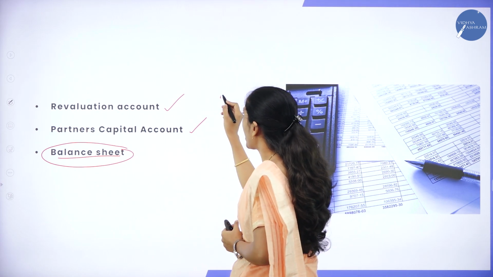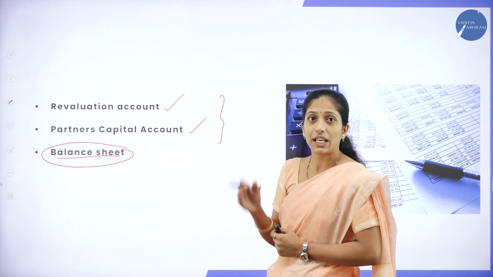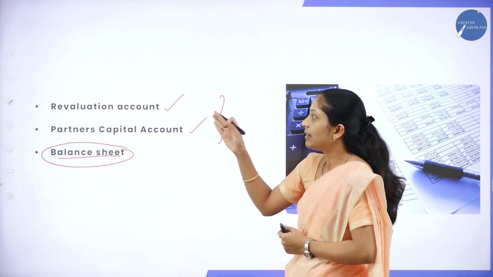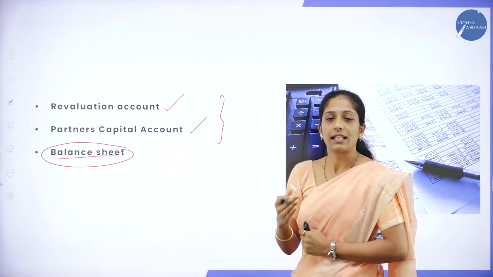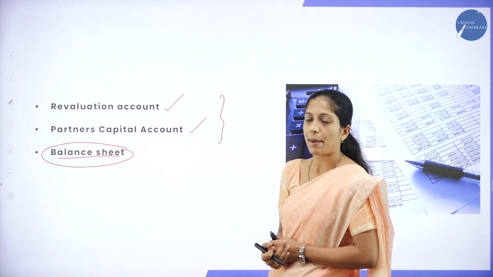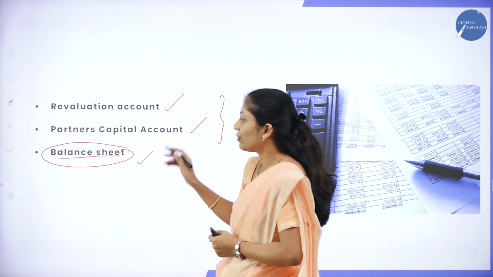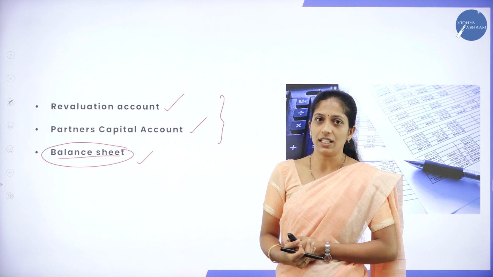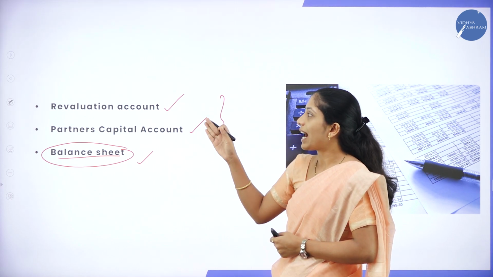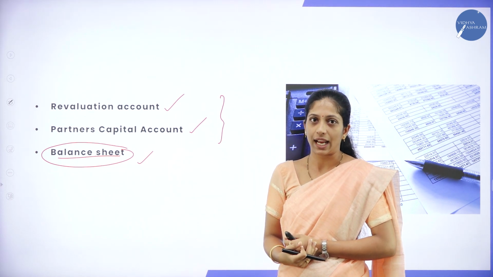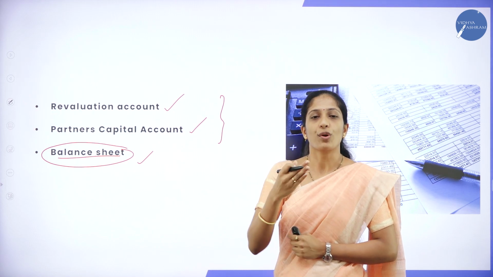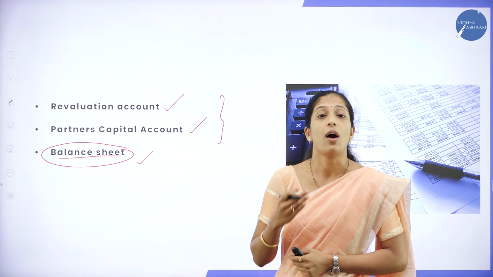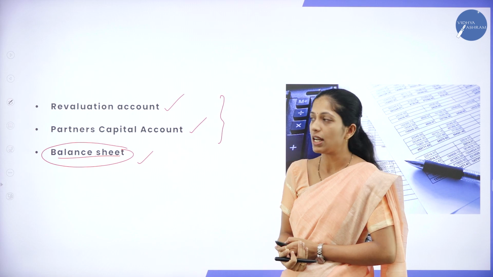So these are the two accounts that have to be prepared during admission of a new partner, that is the revaluation account and the second account is the partners capital account, and at the end we will prepare the balance sheet on the date of admission of a new partner. Now why do we have to prepare this revaluation account? We shall see one by one. What do you mean by revaluation account? Then what is the format of revaluation account?